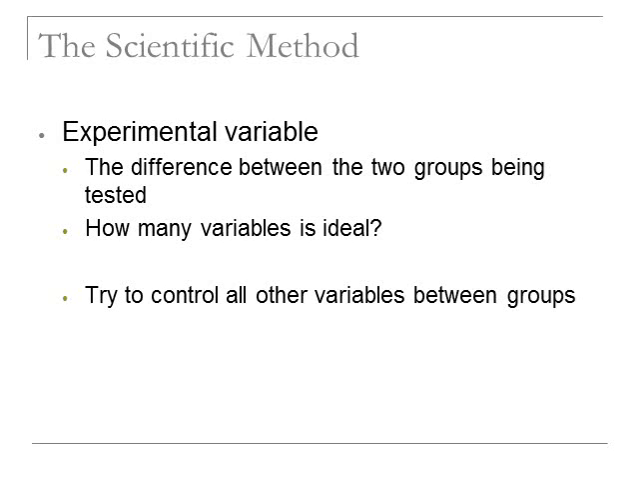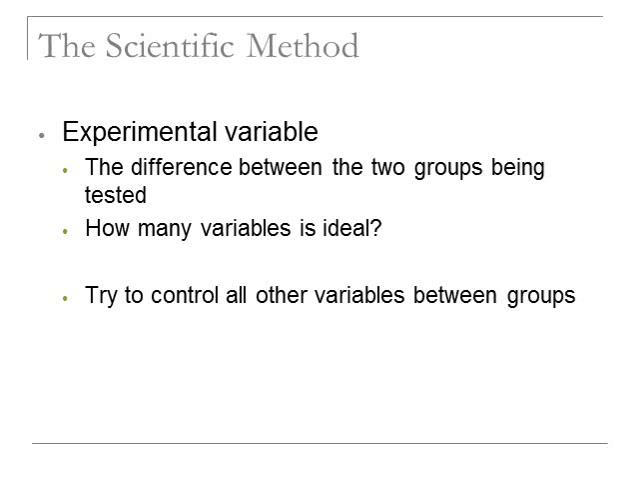So if we look at how many variables is ideal, ideally we want one variable. If you have 0 variables, it means there's no experiment being done. And if you have more than one variable, it's hard to assign any kind of cause and effect.